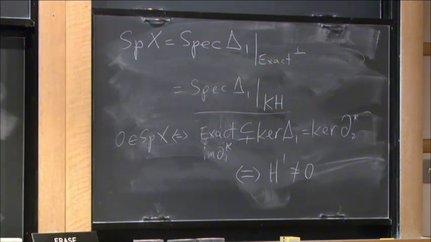So again, I want to say that 0 is in the spectrum if there are holes. So if the spectrum is far away from 0, what does it tell me? I have some large connectivity.